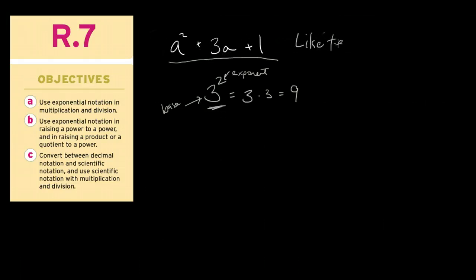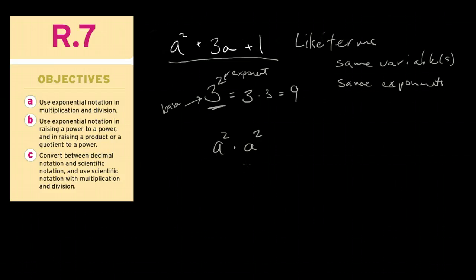Like terms have the same variable or variables and the same exponents of the variables. So for instance, a squared and a squared, those are like terms. That would be, well, let's say a squared plus a squared. Those are like terms, and that would be 2a squared.